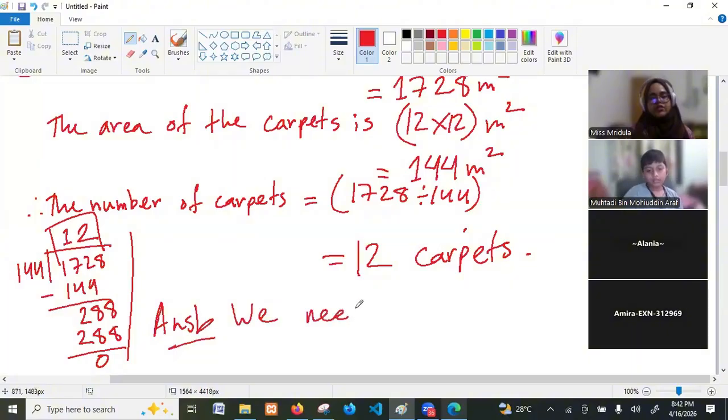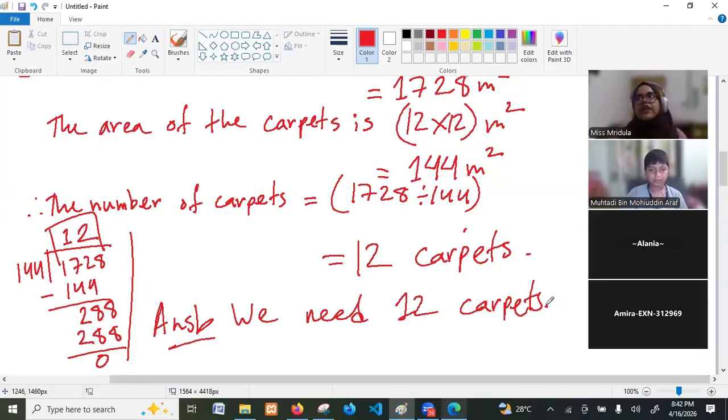We need 12 carpets. If the teacher wants to make the question a bit complicated, they will give something like that. And you remember that normally they give something like that, that a rectangular shaped garden is there and the square flower beds are there. Okay, so they will be dealing with rectangles and squares. So remember that. Okay, so that was it.